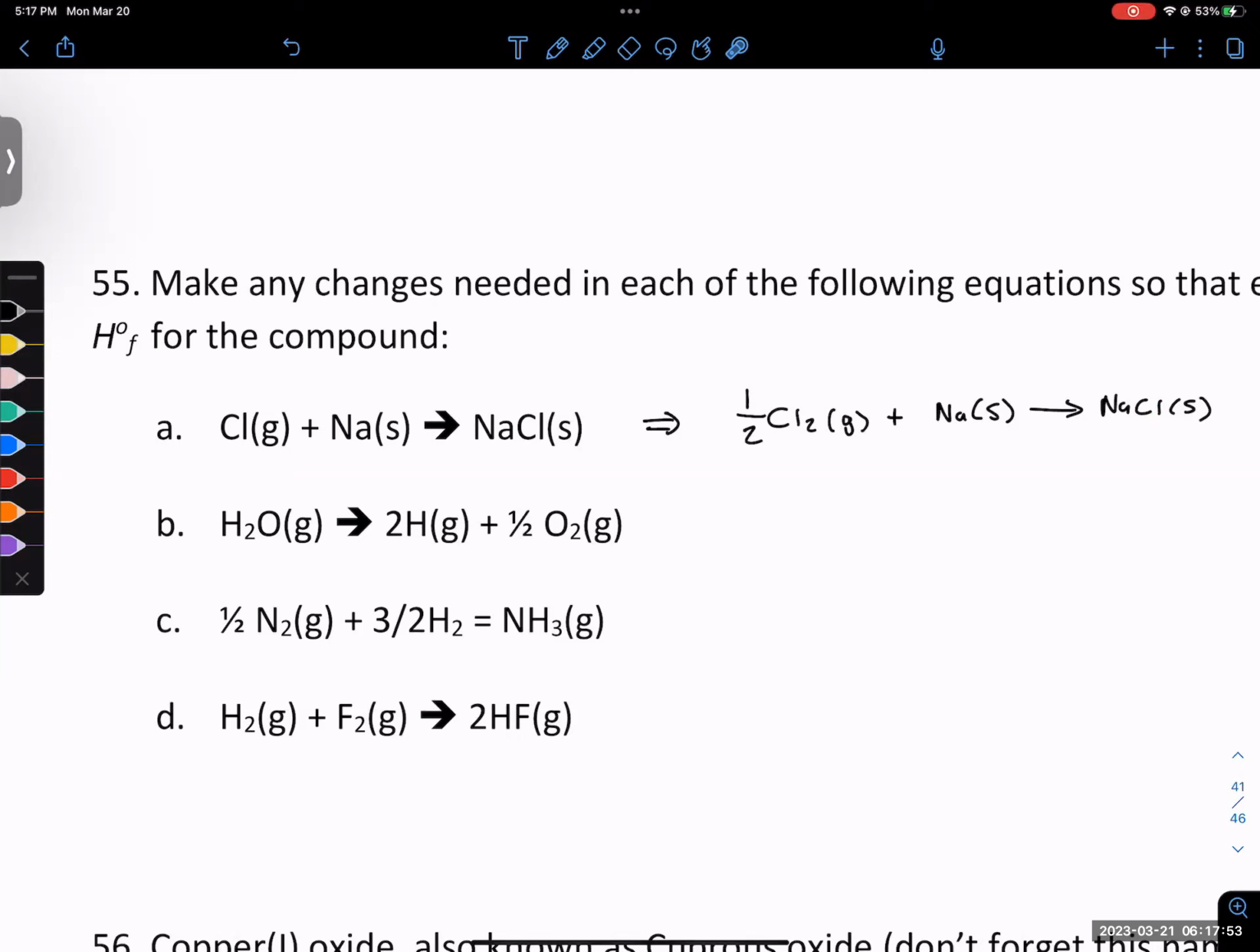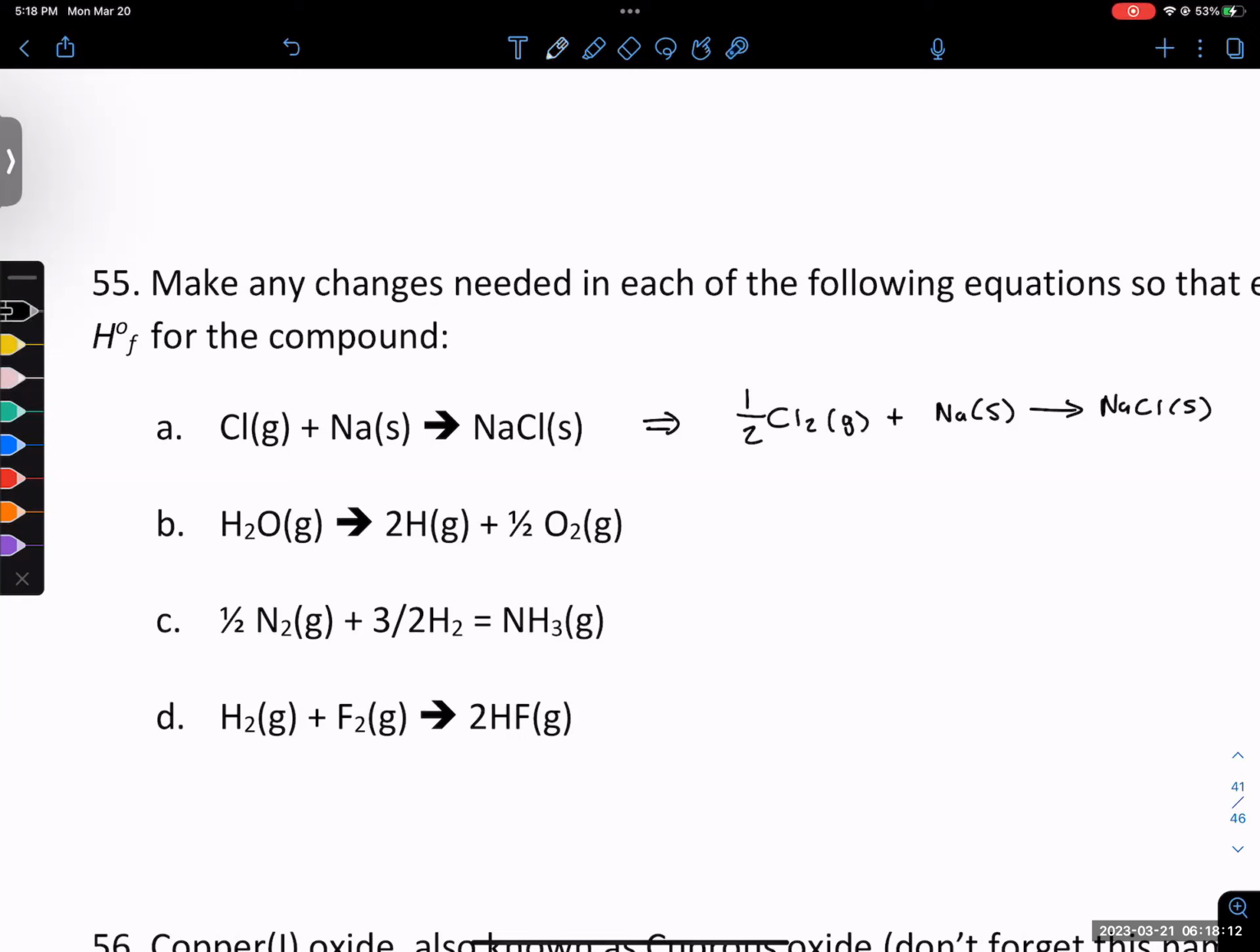I know it's weird because you start to see fractions as the coefficients, but that's what you're going to see when you're talking about heats of formation. And I believe that's what we saw earlier when we did that Hess's law problem. We saw a couple of half coefficients.